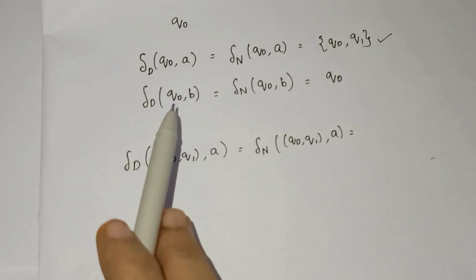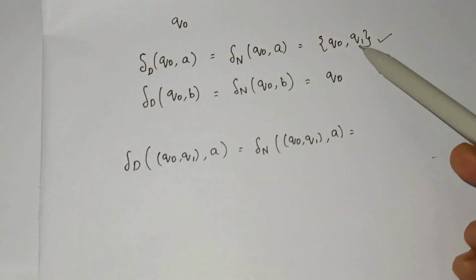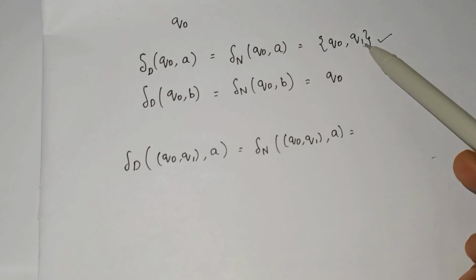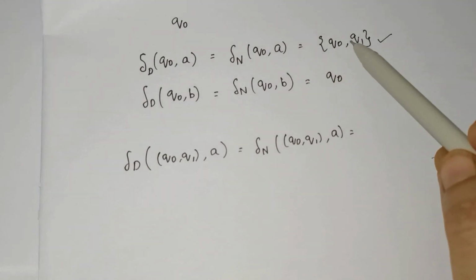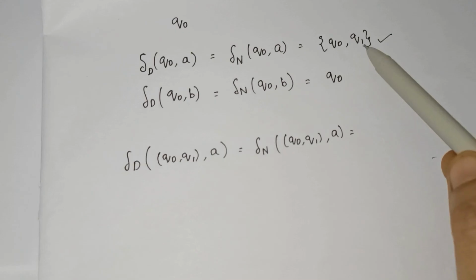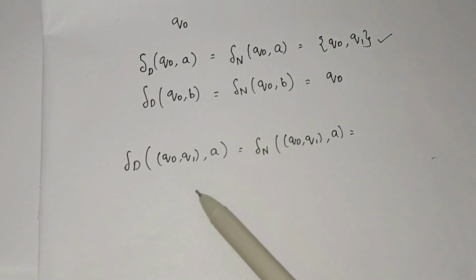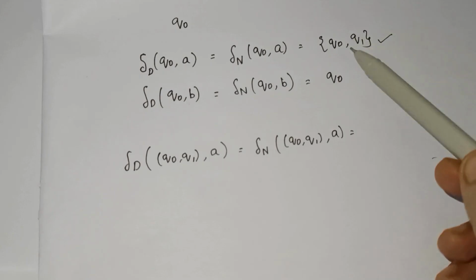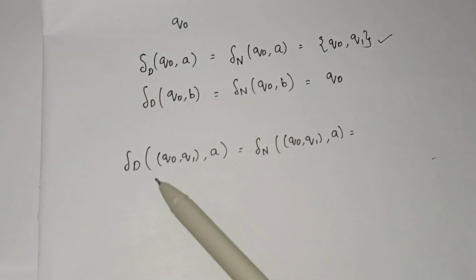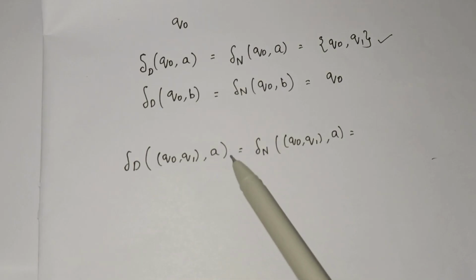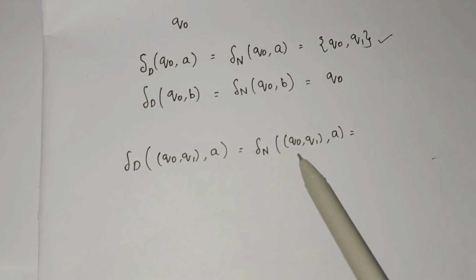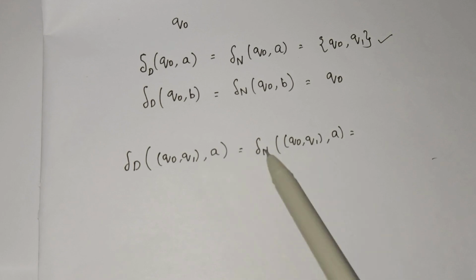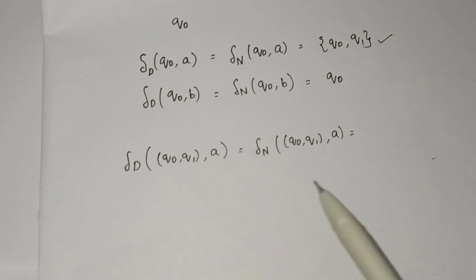Q0 on A and B, we got these two states. Start from this state, don't go for Q1. Q0 on A, we got this state, meaning these two are equal states. That is understood. So for Q0 Q1 on A and B, we should take Q0 on A and B like that. Delta D of Q0 Q1 on A is delta N of Q0 Q1 on A. Same thing, with respect to the NFA, we should see.